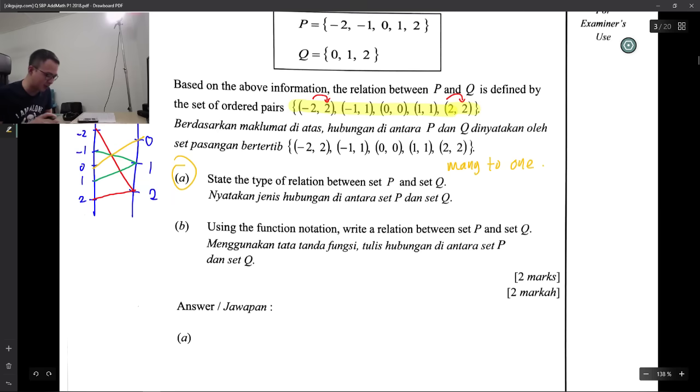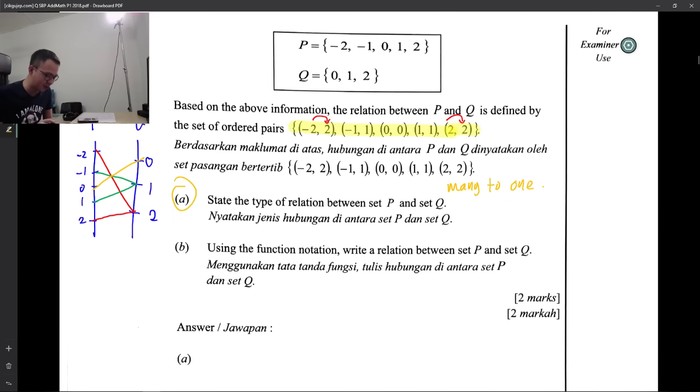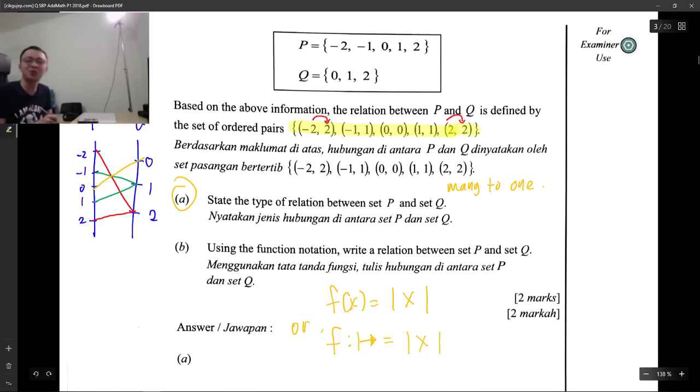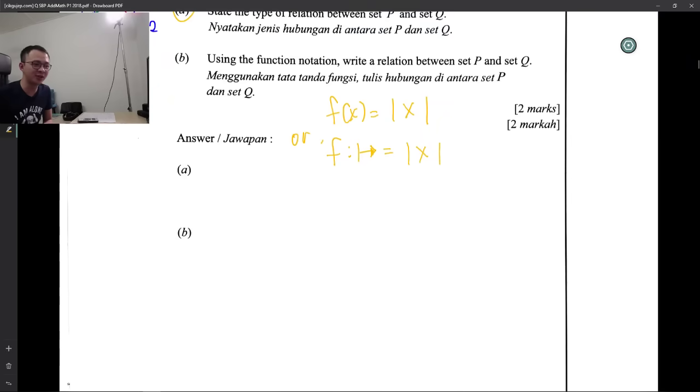Using the function notation, write the relation between the set P and set Q. So you can realize -2 will become 2, +2 will become 2, and -1 will become 1, 1 will become 1. So you realize this is modulus, isn't it? So therefore f(x) equals modulus x. Or if you want to write in the set notation, you can do x arrow like this, equals modulus x. Yeah, I guess both of these should be fine, because if you modulus the x value, you should get the things correctly. Alright, so yeah, this is how to do this 2-mark question. It shouldn't be too hard.